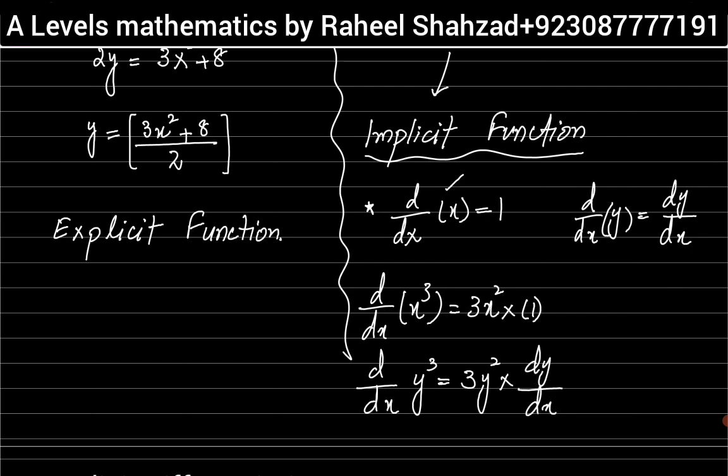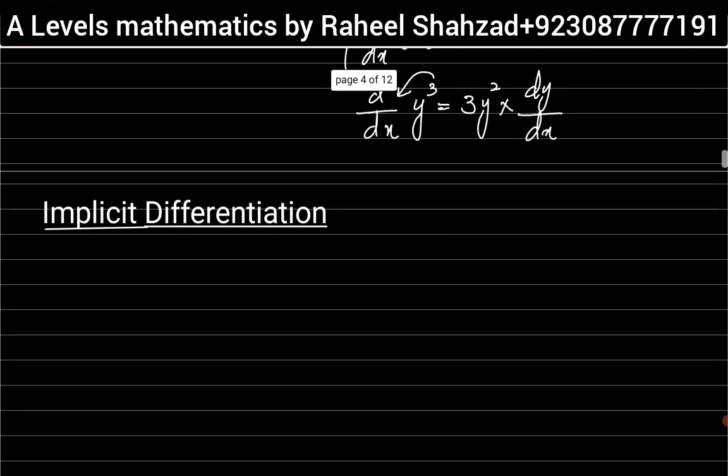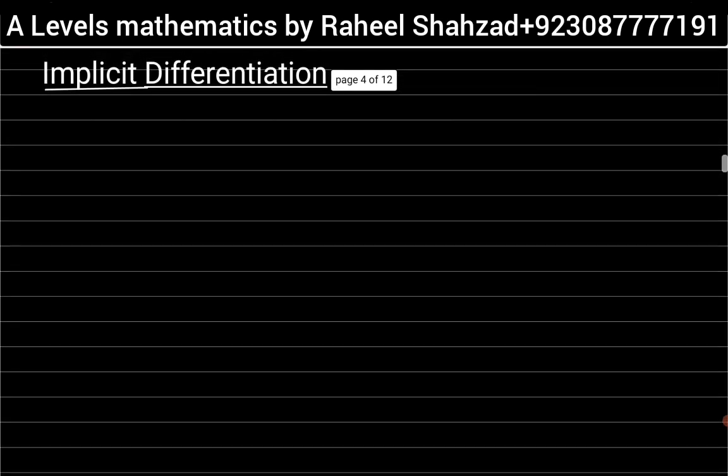So whenever we have the derivative of y cubed, we apply the power rule: it is 3y squared into dy by dx, right? dy by dx will come along. So the derivative of y cubed will be 3y squared into dy by dx. So let's start implicit differentiation.